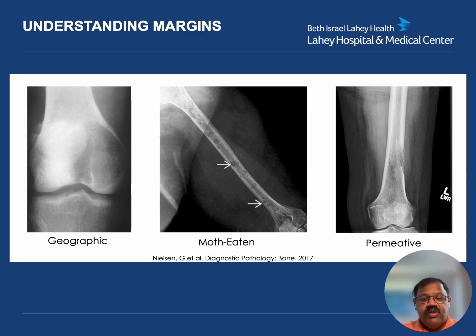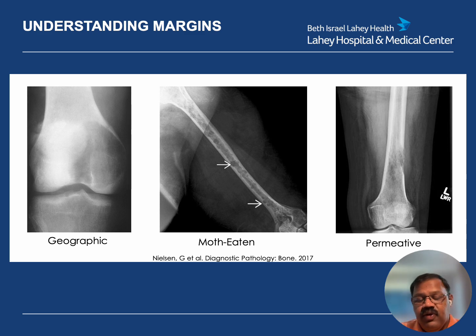In the central picture there, you can see a moth-eaten margin or a type 2 margin. There are scattered and confluent holes in the bone, giving the impression that these are arising from multiple different foci. There's generally associated cortical destruction. And even if the lesion is geographic, there are multiple lesions contained within the bone, which is what separates a type 2 margin from a type 1C margin.